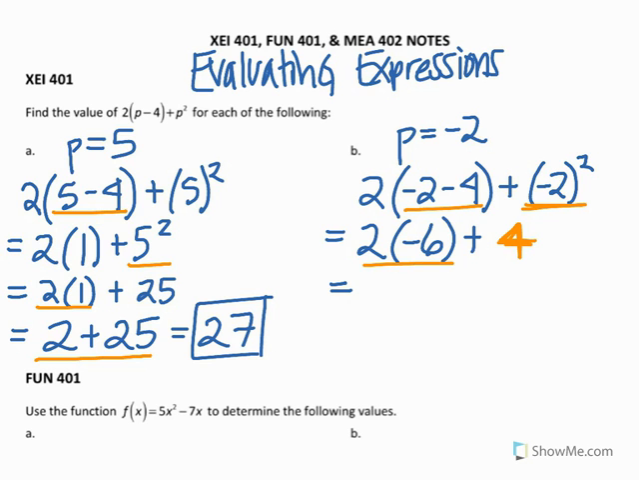Our next order of operations here is multiplication. So 2 times negative 6 is negative 12. I'm going to carry down my plus 4. And now finally, negative 12 plus 4 gives me negative 8.